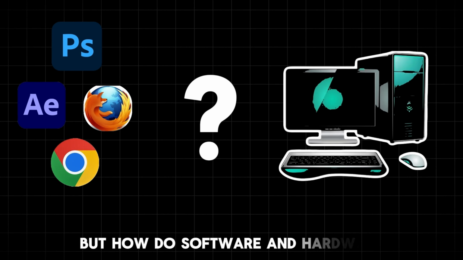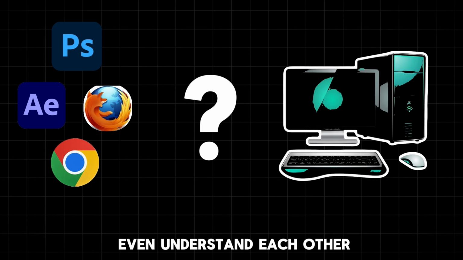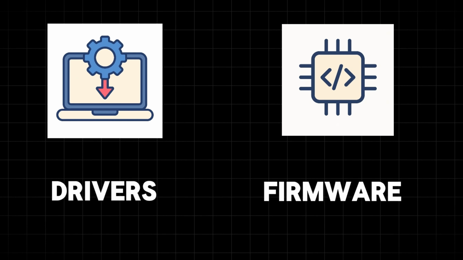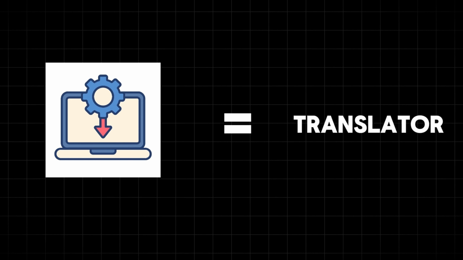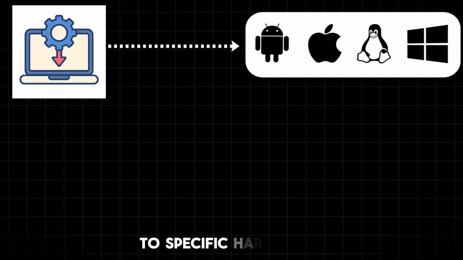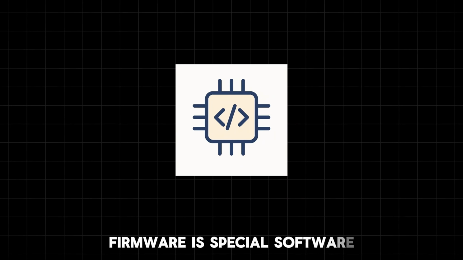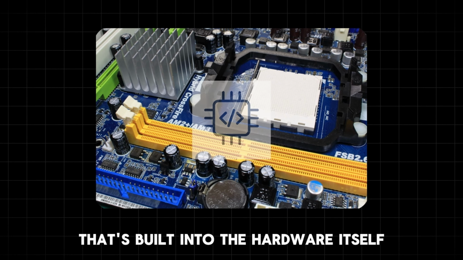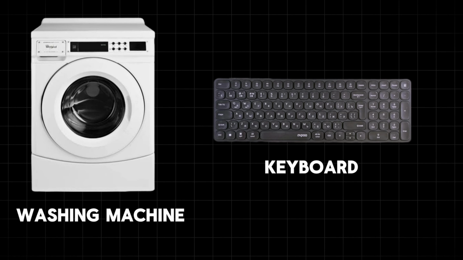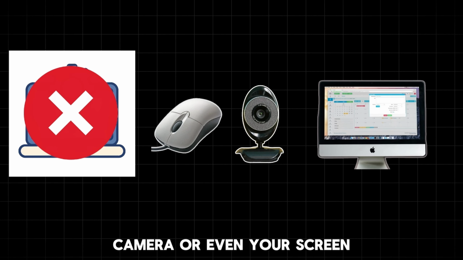How software speaks to hardware. But how do software and hardware even understand each other? That's where drivers and firmware come in. A driver is like a translator. It tells the OS how to talk to specific hardware like a printer or graphics card. Firmware is special software that's built into the hardware itself, like inside your washing machine or inside your keyboard. Without drivers, your computer wouldn't know how to use your mouse, camera, or even your screen.